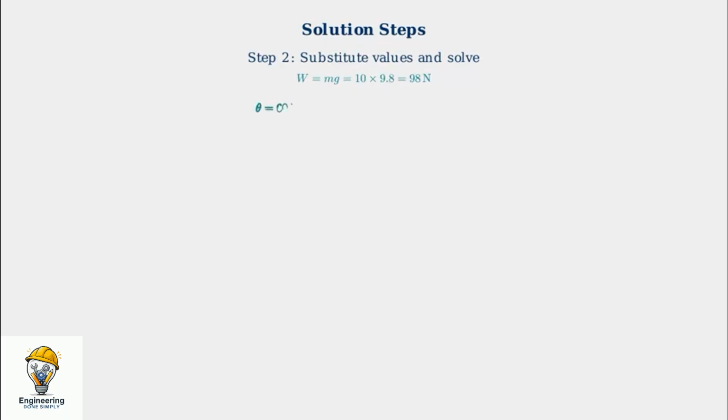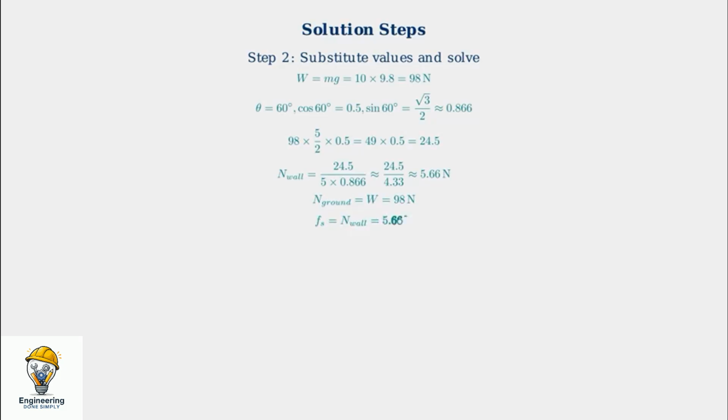First, calculate weight. Mass 10 kilograms times gravity 9.8 meters per second squared equals 98 newtons. For theta 60 degrees, cosine is 0.5, sine is approximately 0.866. From the torque equation, weight times half length times cosine theta gives 98 times 2.5 times 0.5 equals 24.5. Wall normal equals 24.5 divided by length times sine theta, approximately 5.66 newtons. Ground normal equals weight, 98 newtons. Friction force equals wall normal, 5.66 newtons.